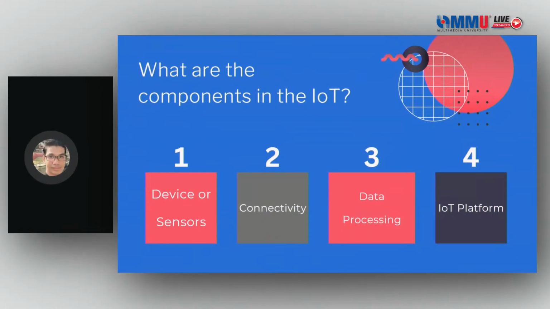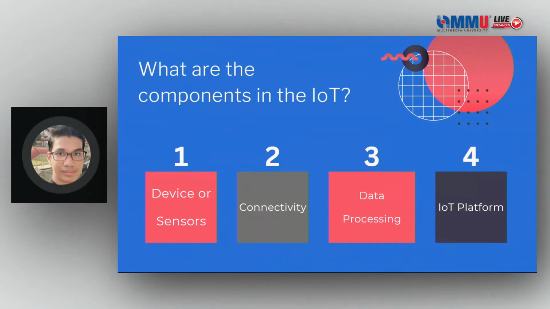So the first one, we start with the devices or the sensor. This is the physical device. Let me give you a simple example. It's something like a smartwatch, right? So the smartwatch is a device and also a sensor.